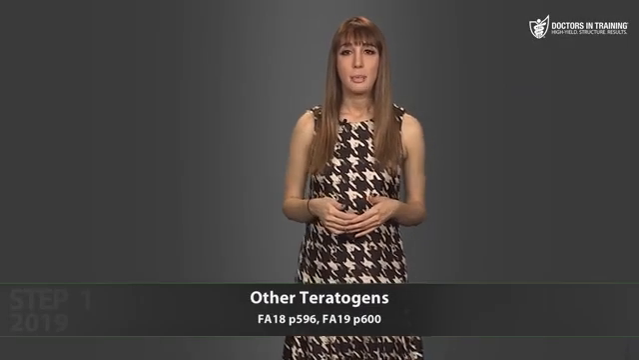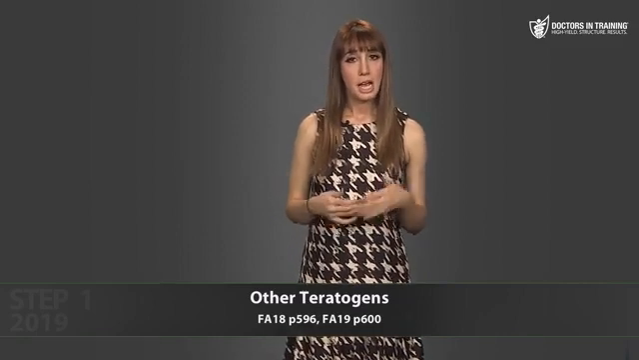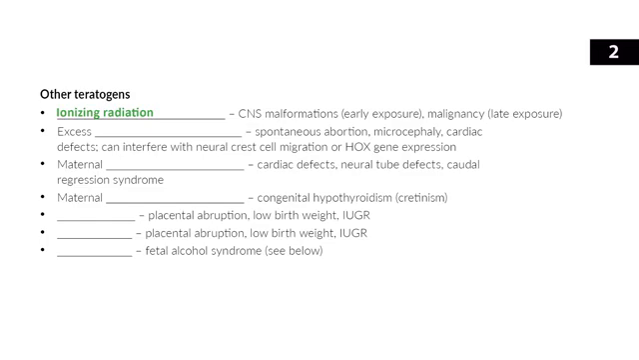Next, let's go over some other types of teratogens besides drugs. Some of these are kind of hard to avoid, but they're worth knowing for your test. Ionizing radiation, like X-rays and CT scans, can cause CNS malformations if the exposure occurs early in pregnancy, and an increased risk of cancer, especially leukemias, later in pregnancy. We generally try to avoid X-rays during pregnancy, but sometimes it's impossible.